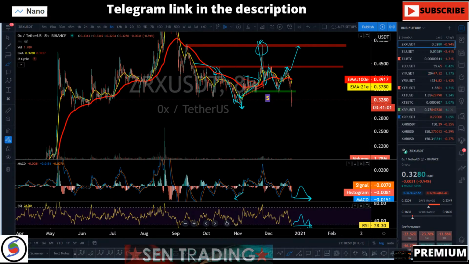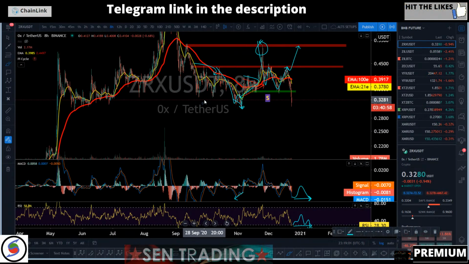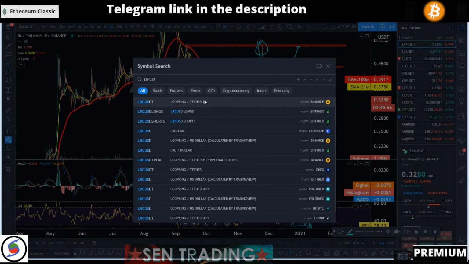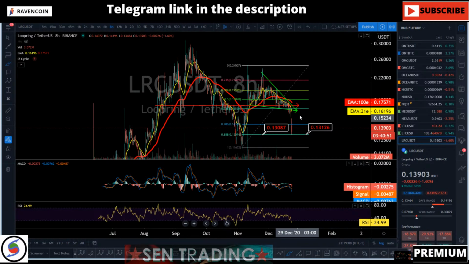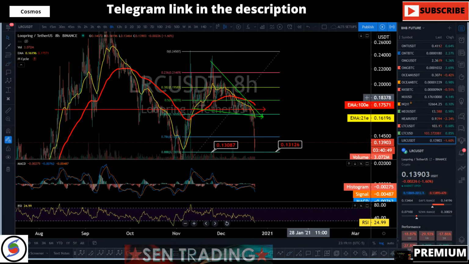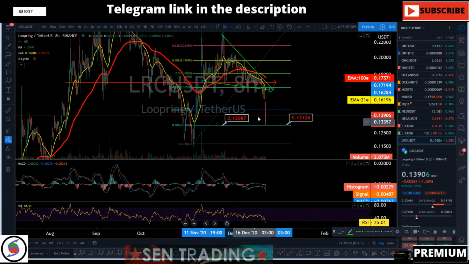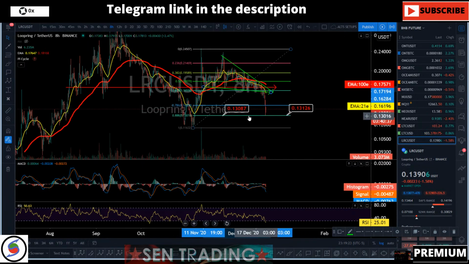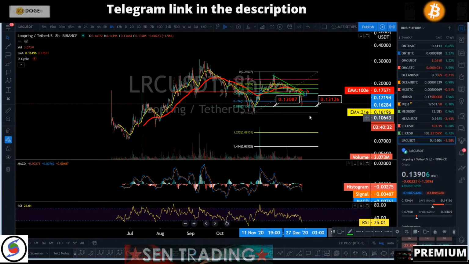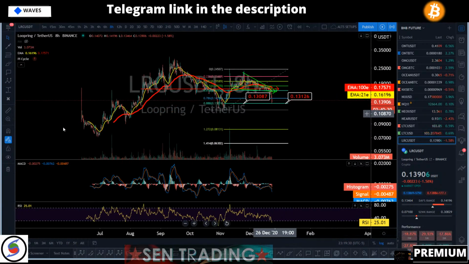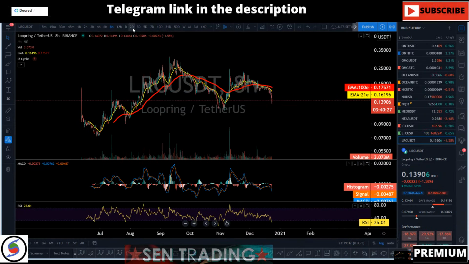So LRC, Loopring, I was watching it yesterday, and it dumped to, I think, 14 cents. Let's double check. Yeah, 14 cents. I was watching the wedge pattern, but I was so busy yesterday that I did not short it. But when it broke out right here, I think a couple of days ago, I was watching this area, so it dropped down to like 13 cents, which is just 0.888. So if I take out everything, let's check it on the 2-day basis.